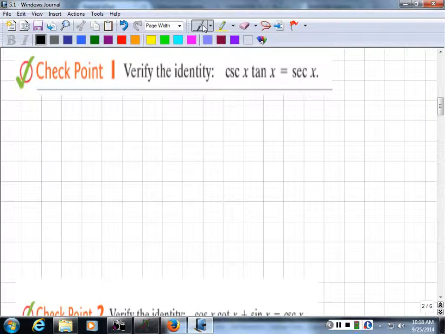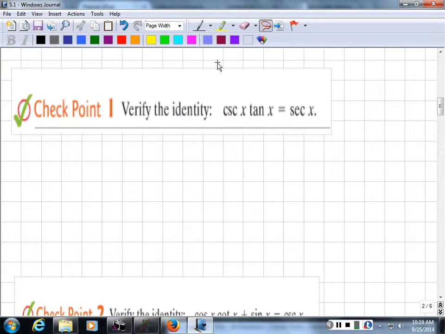Always. So that means that the cosecant of 30 degrees times the tangent of 30 degrees must be equal to the secant of 30 degrees. Likewise, the cosecant of 210 degrees times the tangent of 210 degrees must be equal to the secant of 210 degrees. No matter what value I put in there for an angle, it will always be the same on the left as it is on the right. That's what an identity means. So identities are true for all values of x.